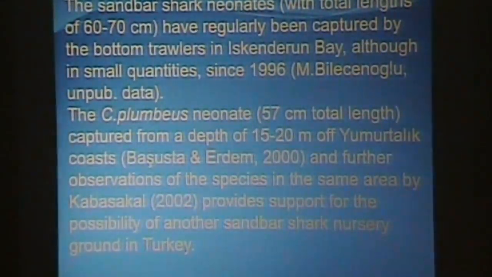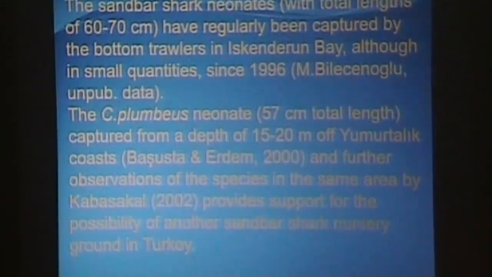Sandbar shark neonates with total lengths of 60-70 centimeters have been regularly captured by bottom trawlers in Iskenderun Bay, although in small quantities, since 1996. Carcharhinus plumbeus neonates captured from a depth of 15-20 meters off the Yumurtalık coast, and further observation of the species in the same area by Kabasakal, support the possibility of another sandbar shark nursery ground in Turkey.